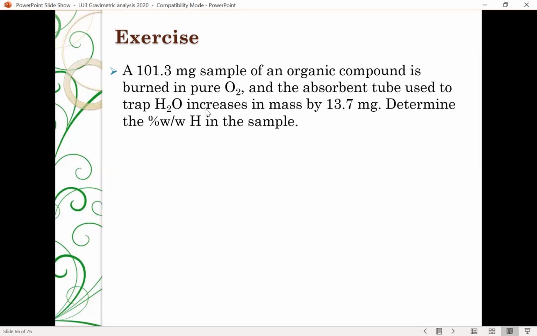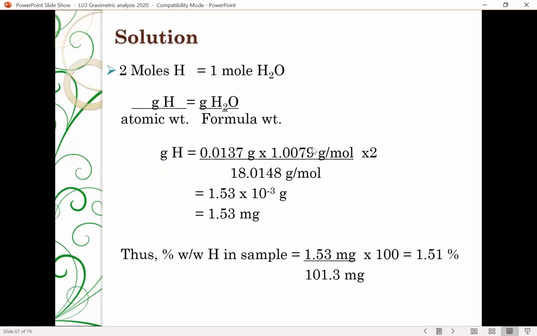So again, when the adsorbent tube increases in mass by this much, we know that this much is the mass of our analyte. What is our analyte here? H2O. Okay. So from here, we know that 2 moles H is equal to 1 mole of H2O. So we use the same approach.